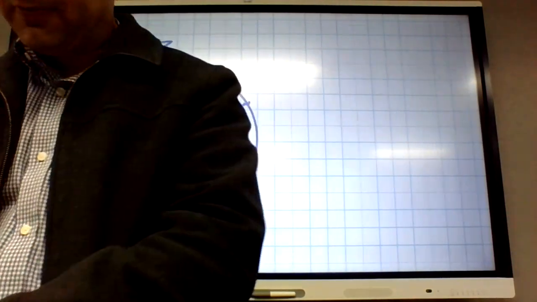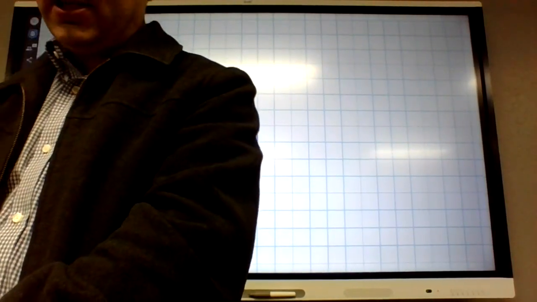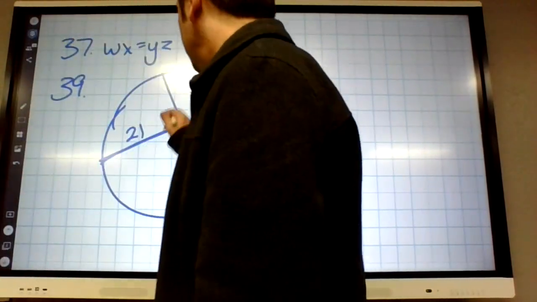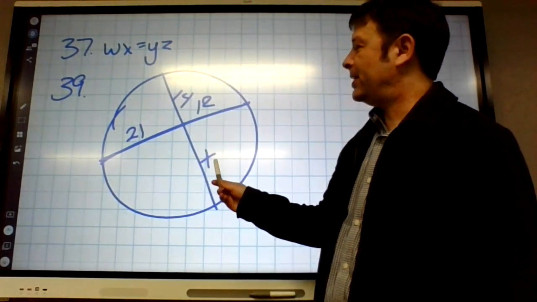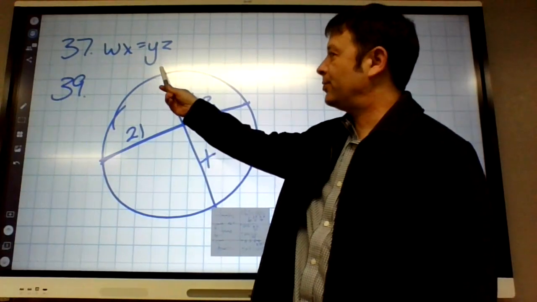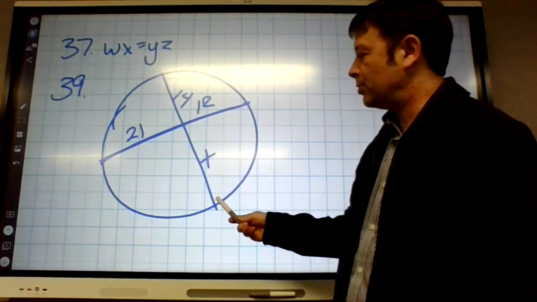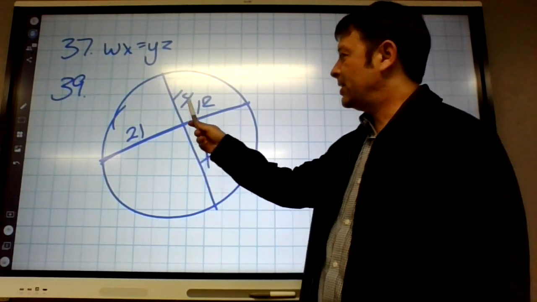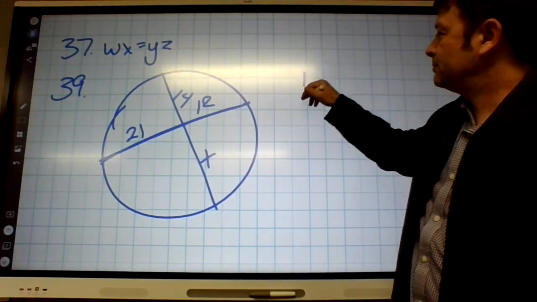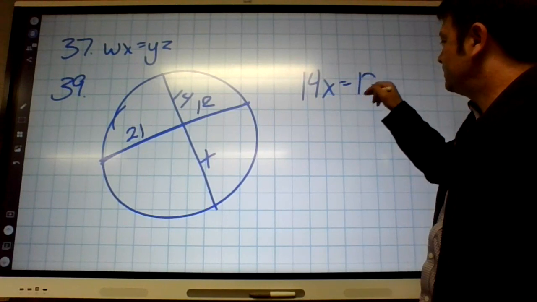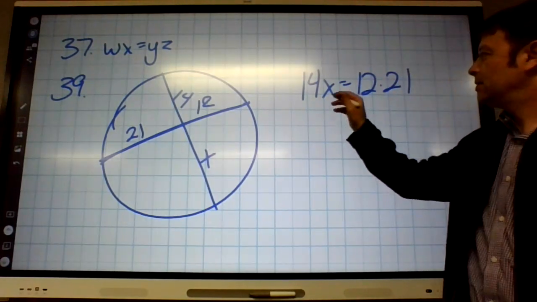Okay, what's the other number they gave us on 39? AE is 14. So we don't know this one, and they're not actually asking for X, they're asking for the whole chord. So we're gonna have to do 14 plus X. How do we set this one up though? 14 times X equals 12 times 21.